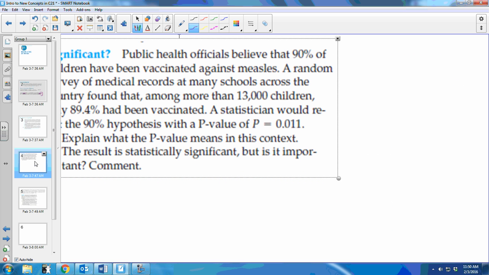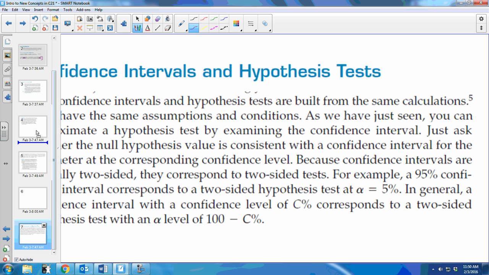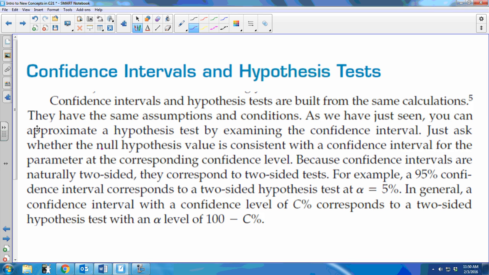So I moved a slide just now. Right there. All right, next little tidbit.